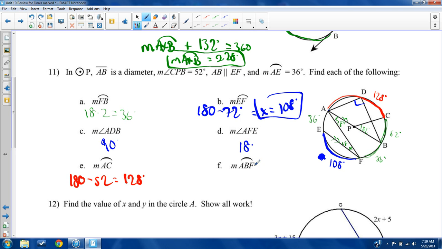And finally, measure of arc ABF. That is the major arc as displayed in purple right here. ABF. Okay? ABF is 180 plus 36. It's not much more complicated than that. I was looking at this and saying, uh-oh, I'm going to have to know this angle, which doesn't make much sense. 180 plus 36 equals 216 degrees.